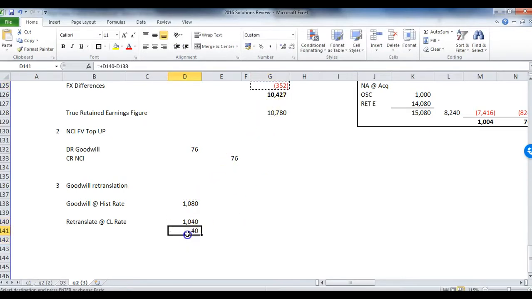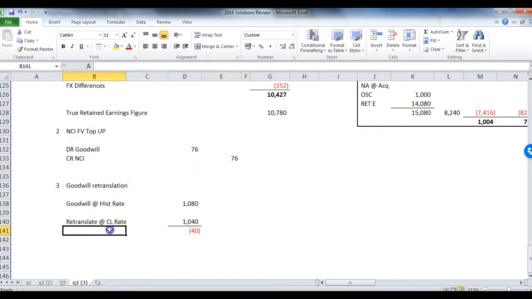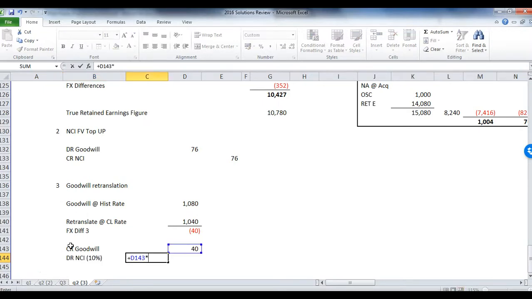Let's do it here. So there's a 40 FX loss, FX difference 3. One of the key things about this foreign exchange difference 3 is it's only allocated to the NCI if the NCI has some goodwill. In this case, the NCI is measured at fair value, therefore you should attribute some of this difference. So it'll be credit goodwill 40 because you're reducing it, and you're going to debit NCI 10%. So you never show the NCI FX difference separately, it goes all into the NCI, and debit FX reserve 90%.